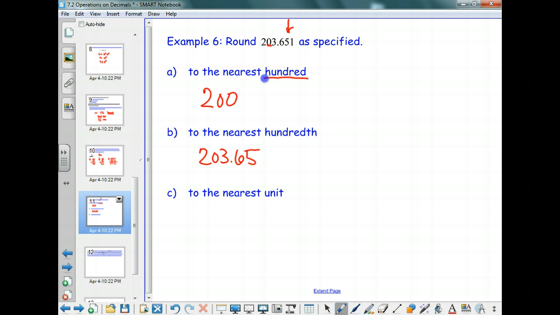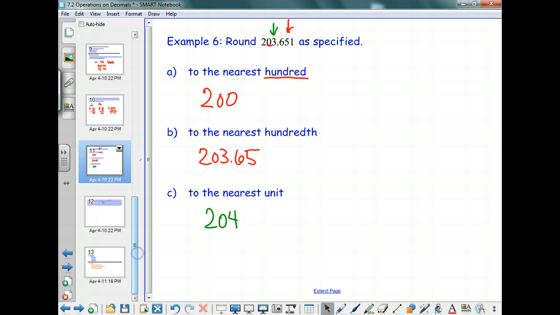What is the nearest unit? What's the units place here? The 3. So I need to decide, does the 3 stay at 3 or does the 3 become a 4? It'll be a 4. Why? Because the 6 after that value is 5 to 9, so it rounds the next value over up.